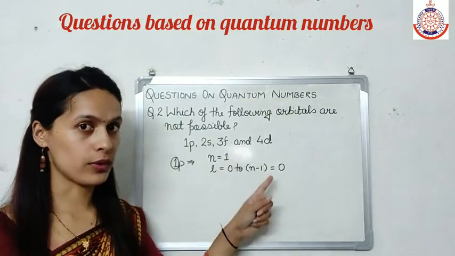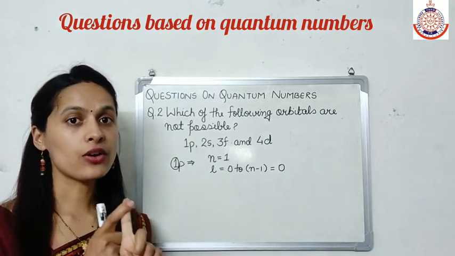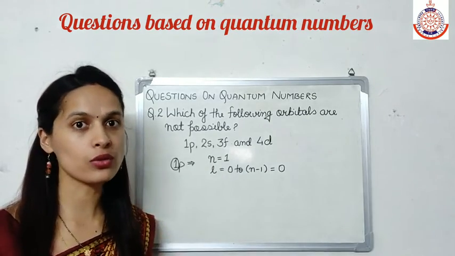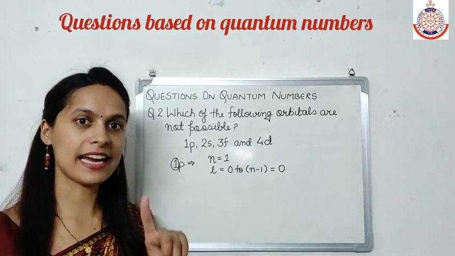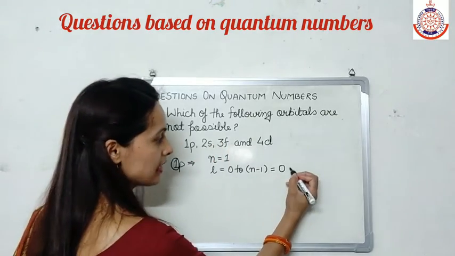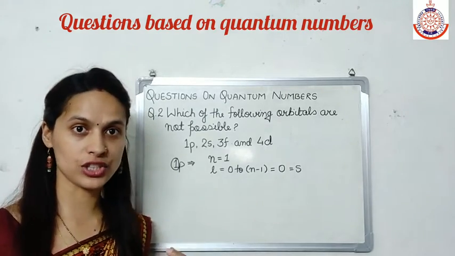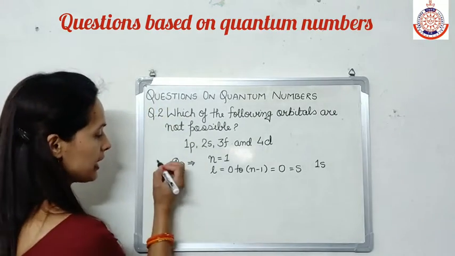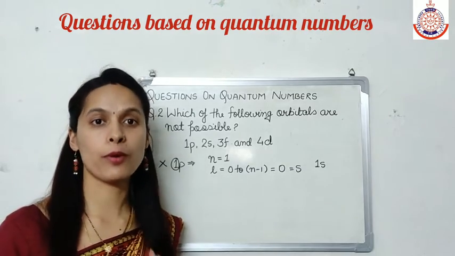For n equals 1, we have the first shell. And for the first shell, the value of l varies from 0 to n minus 1, where n equals 1, so 1 minus 1 is also 0. So we have only one value for l, that is 0. And the symbol of 0 is s. It means we have only one possible orbital in the first shell, and that is 1s. 1p is not possible. This orbital is not possible.